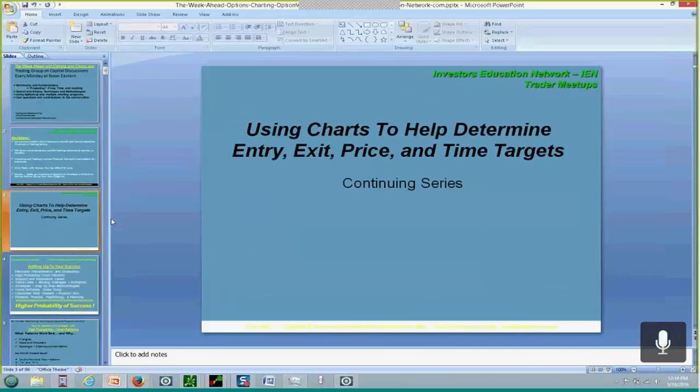This part of what I'm doing is part of my larger program, which is using charts to help determine entry, exit price, and time targets. And when you're using options, it's not good enough to just find a call and a put, or every month put on a morphing iron condor trade or something like that. Every situation is different, and the markets are always changing, and even the tools that we use are always changing. So you have to adjust to the opportunities and the environment that we're in.